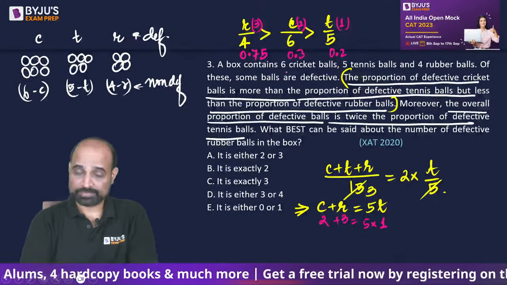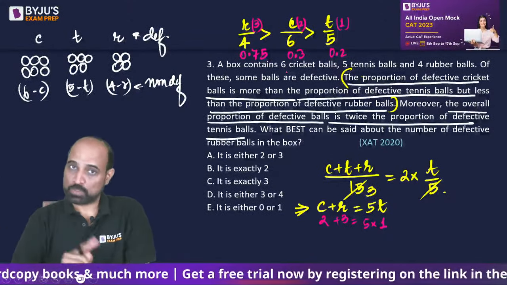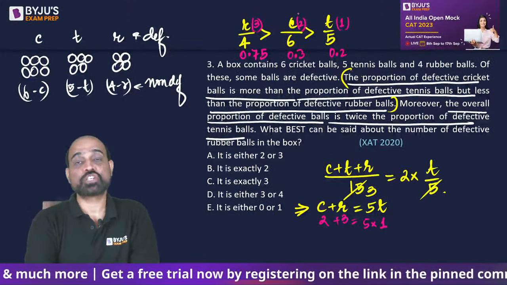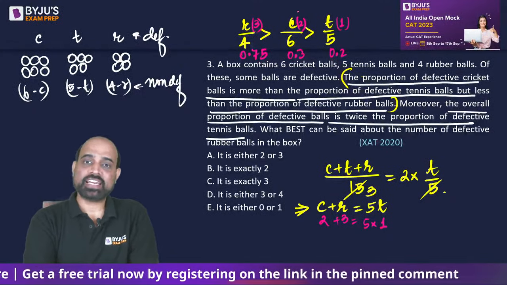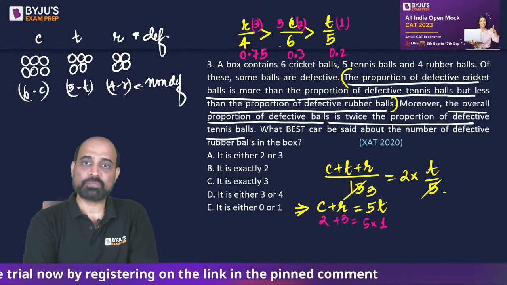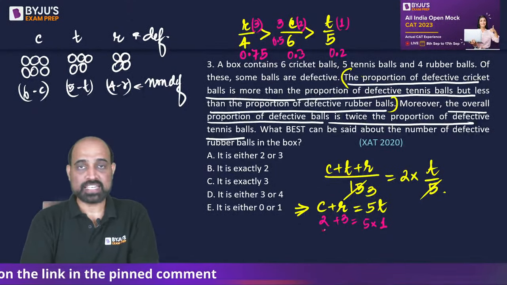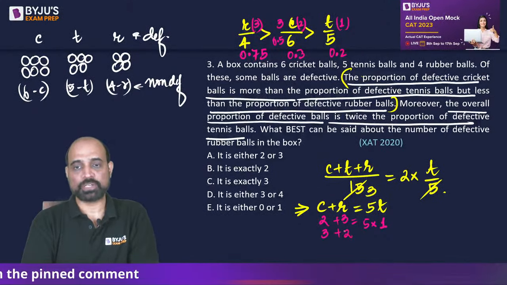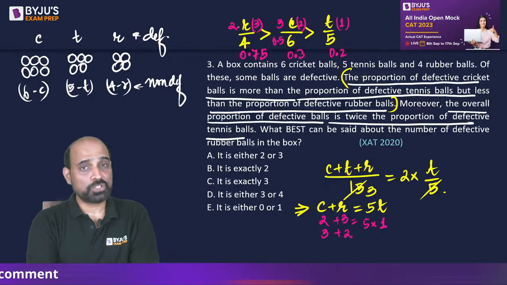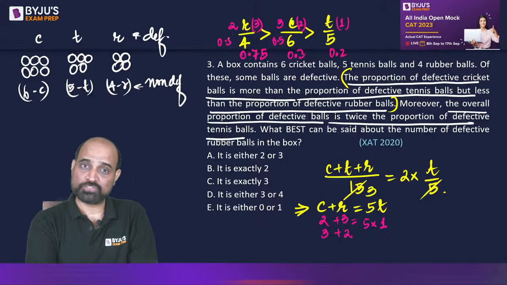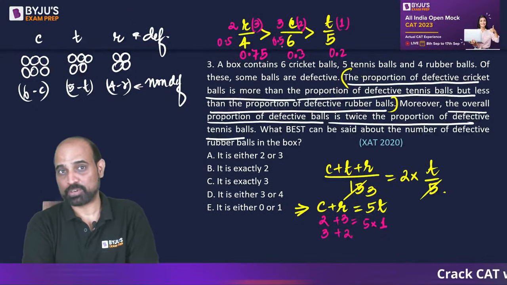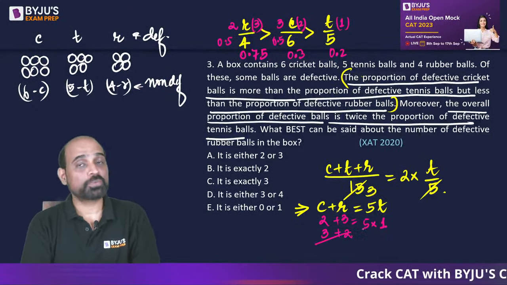Does this make sense? Okay. Keeping T as 1, what if I take C is equal to 3? If I take C is equal to 3 now, 3 by 6 will become 0.5. And because I have taken C as 3, then R has to be 2. If I take R is equal to 2, 2 by 4 is also 0.5. 0.5 is not greater than 0.5. So this will not work out.